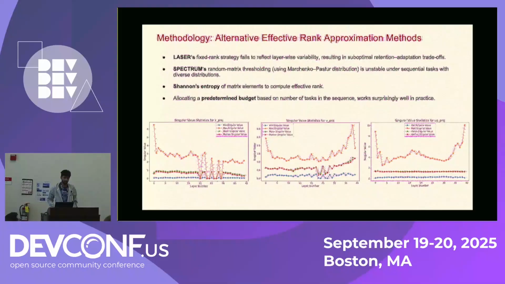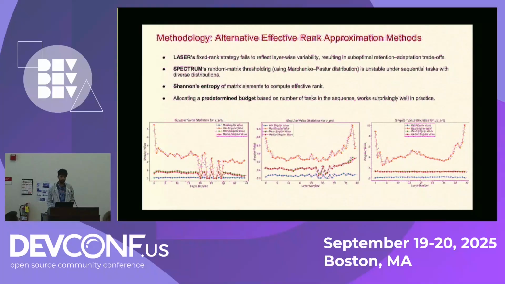Yeah, and we also explored different effective rank approximation methods. One is what Laser does, where they use just a static value R for all the weight matrices in the model. But this results in suboptimal retention adaptation trade-offs because for both layers that are important and that are not important, you're using the same effective rank.